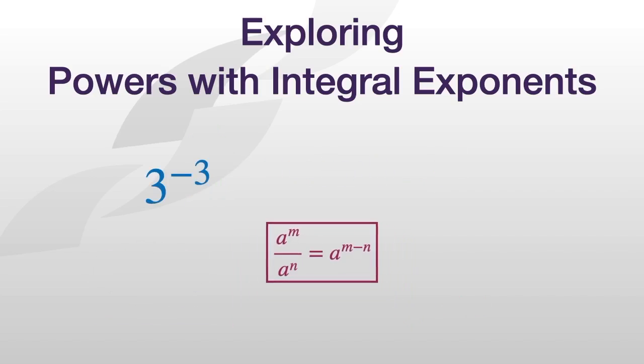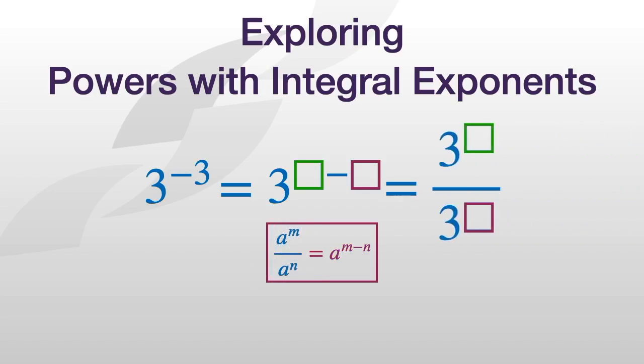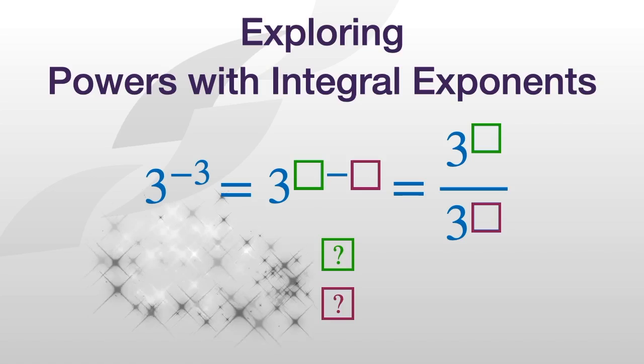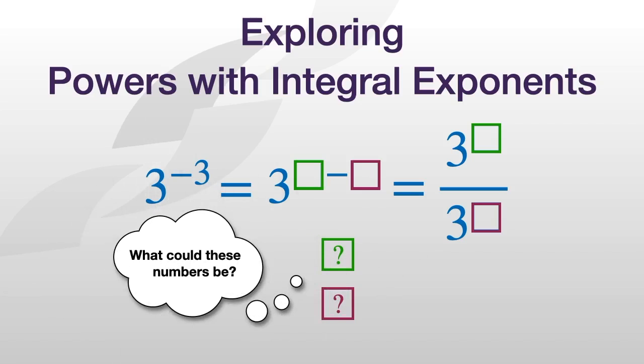Using this law, we can look at something like 3 to the power of negative 3 and imagine how that negative 3 came from subtracting two exponents. This would then correspond to dividing by 2 powers of 3. So let's think about possible values for the green and purple squares.